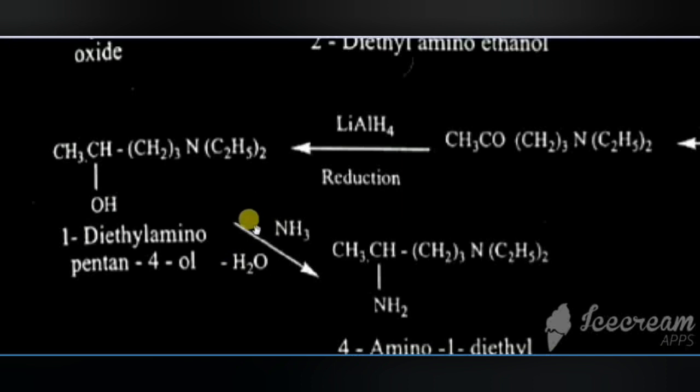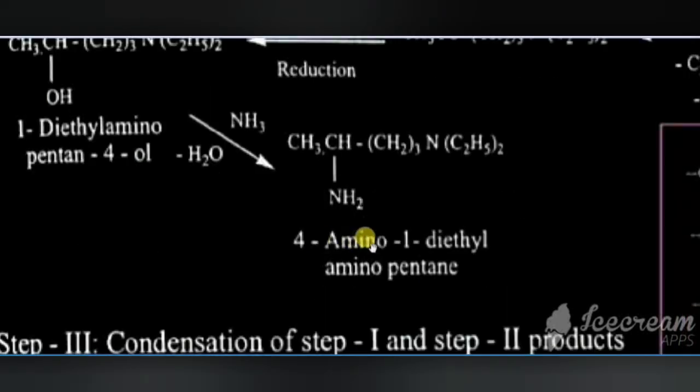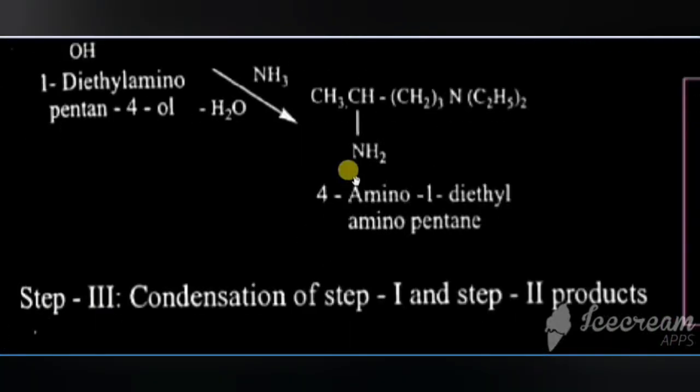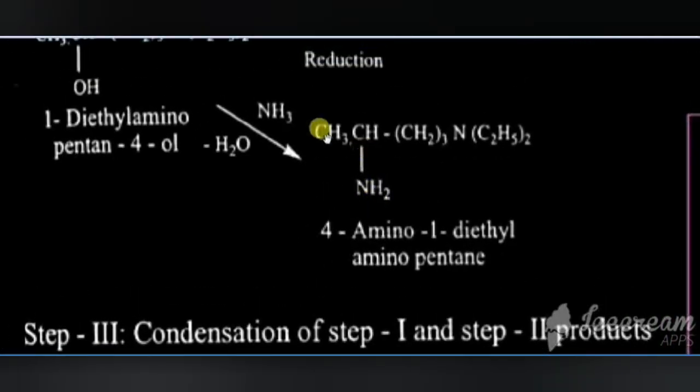Now, this on amination by means of ammonia, instead of OH, here we have NH2. So, here H with OH is removed as water, and the NH2 would be added in that place. That is why we are getting this one. This is called 4-amino-1-diethylaminopentane. So, how is it getting the name? It is having 5 carbons, that is why it is called pentane. This is the first one; 1, 2, 3, this is 4, this is the 5th carbon. So with the 4th carbon we have the amino group, and with the first carbon we have diethylamino. So, 4-amino-1-diethylamino pentane. So that is the step 2 product.